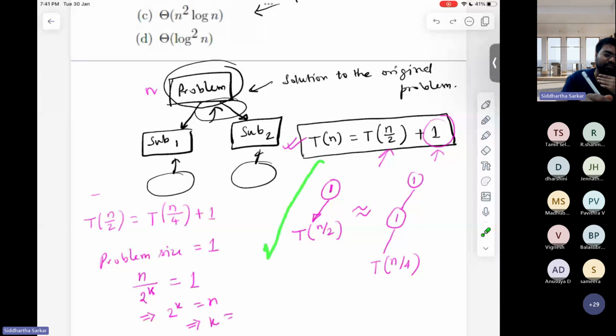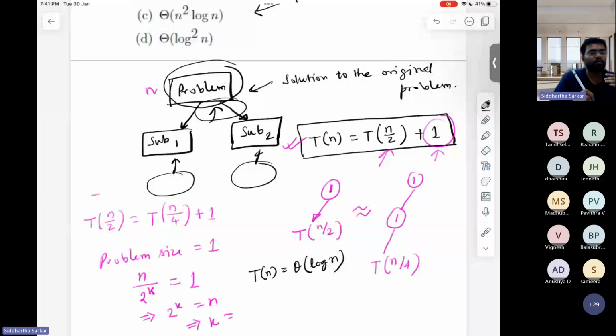So this recurrence has as a solution T(n) is theta of log n. So what is big theta that we have seen? I won't be able to go deep into it. So for this recurrence, this is a solution. Is that understood?